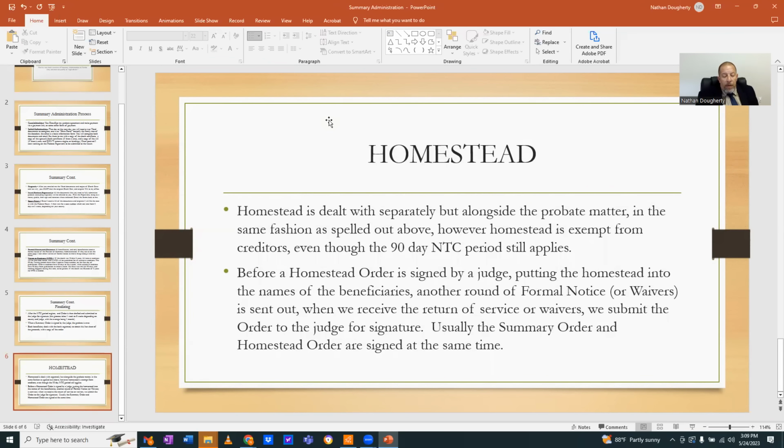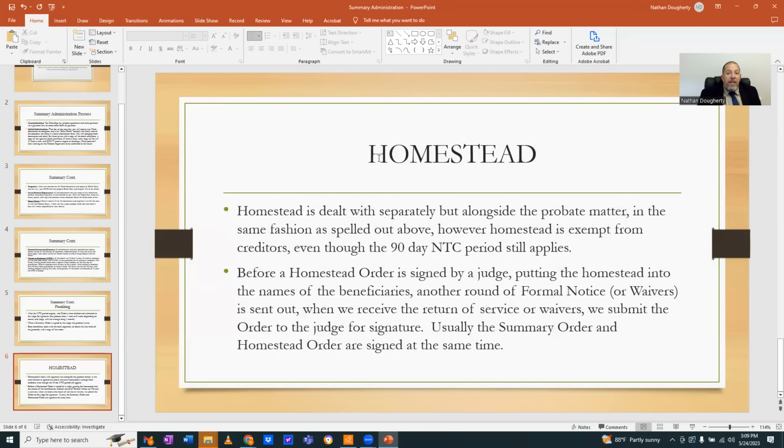Now once I submit the homestead order to the judge for signature, that's the same process that we just discussed with the summary order. The judge will sign it. It takes anywhere from 1 week to 8 weeks. Usually they're signed together and probate's over at the same time. Every once in a while, a judge will sign the homestead order first and then the summary order. So that's how we deal with homestead.